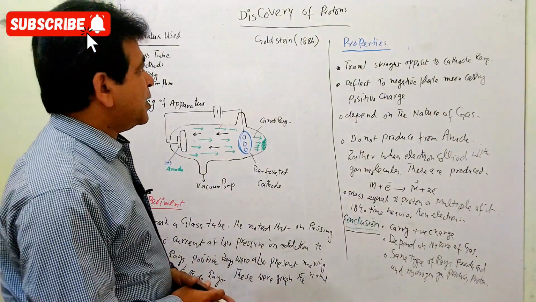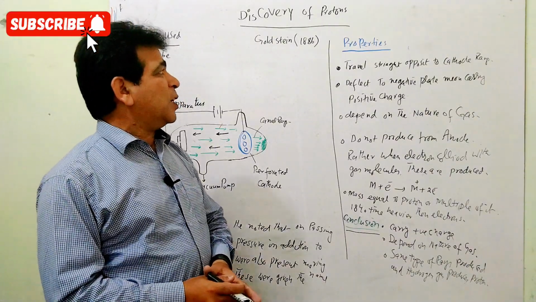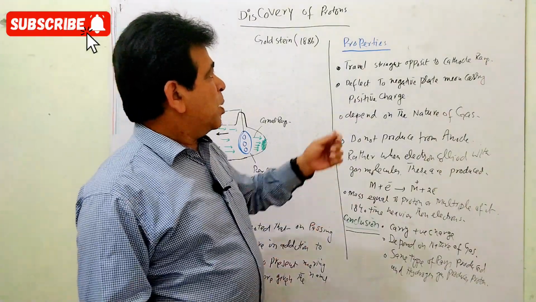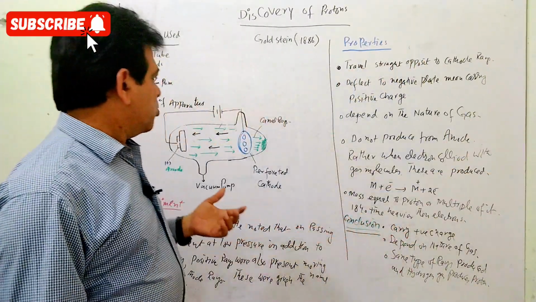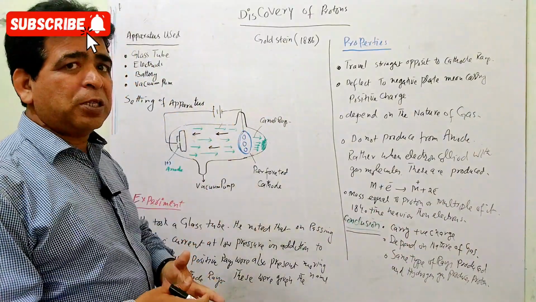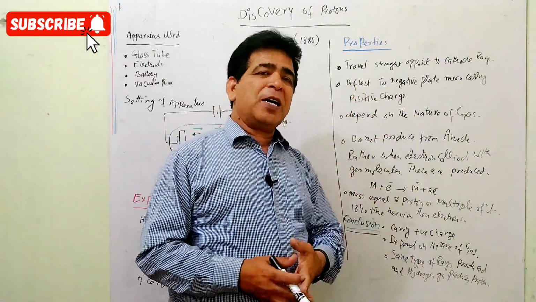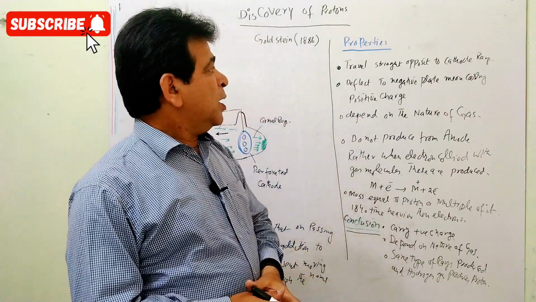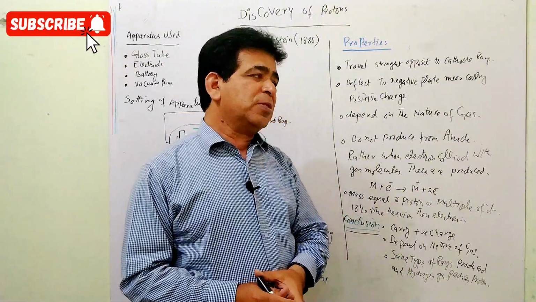To know the nature of these rays, he studied the properties of canal rays in detail. What were the properties of these canal rays? Number one, canal rays travel in a straight line opposite to the cathode rays. We have noticed that cathode rays move in this way, and the canal rays move opposite to the cathode rays. Number two, when these rays are passed through the electric field between positive and negative plates, they deflect towards the negative plate, meaning they carry a positive charge.